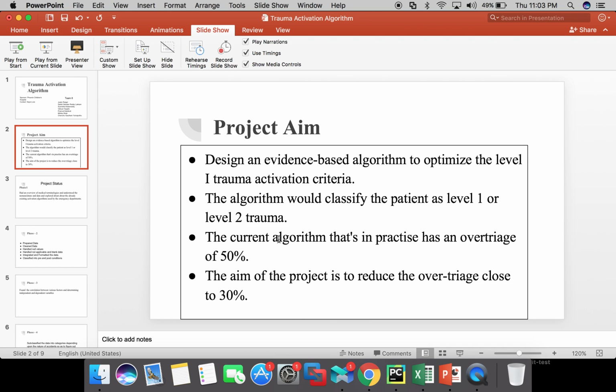The current algorithm has an over triage rate of 50%, which means that about half of the patients are overtreated. This is done because there's no algorithm really in place at the moment, and it's better to be safe when it comes to lives. Our entire goal is to reduce the over triage rate and try to bring it down to about 30%.